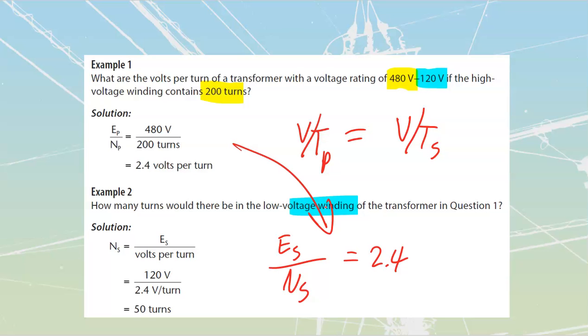All that we're going to do now is cross multiply this NS up to that side and this 2.4 that we calculated down to this side over here. So I take my secondary voltage, 120 volts, divided by that 2.4 volts per turn, which gets me to a value of 50 turns. This makes sense if we take a look at our values of voltage, right? It's a 4-to-1 ratio, 480 divided by 120. There should be a quarter of the turns, 200 divided by 4, that I'm going to see on my secondary side.